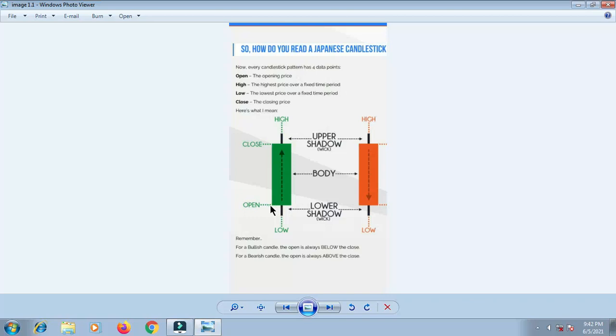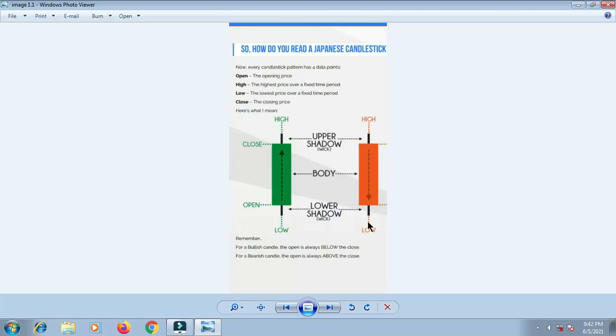Whenever it is a bullish candle, the open price will always be below the closing price, which means that suppose any stock is opening at 100 rupees and closing higher, suppose at 105, obviously the open will be lower than the closing price. And suppose the candle is showing that the price is falling, suppose the open price is 110 and the closing price is 107, it will be represented by a red candle, and the open will always be at the top and the close will always be at the bottom.